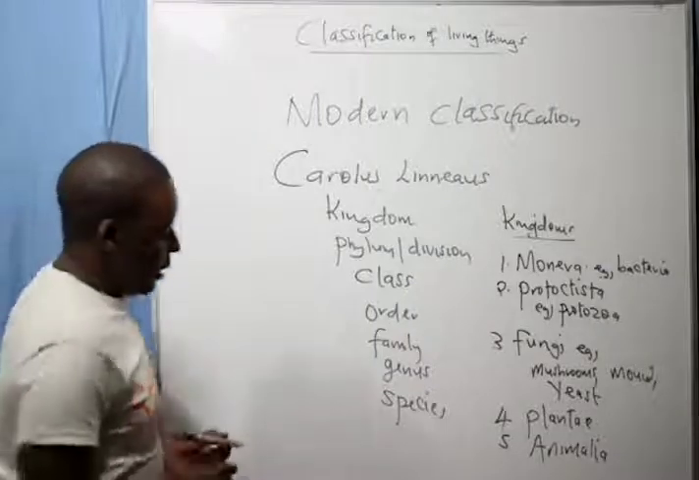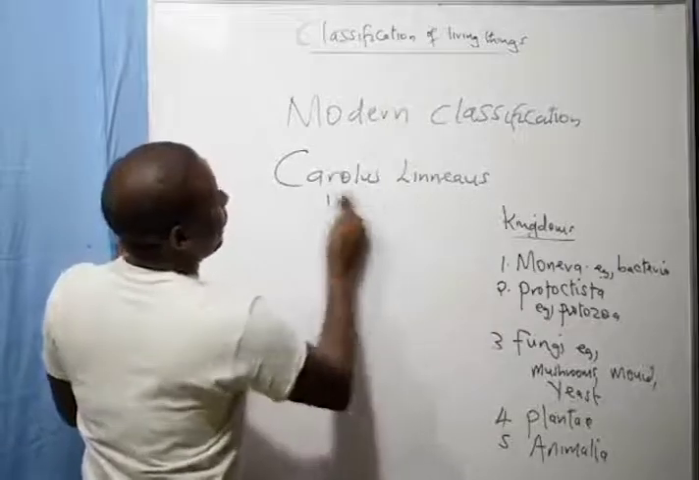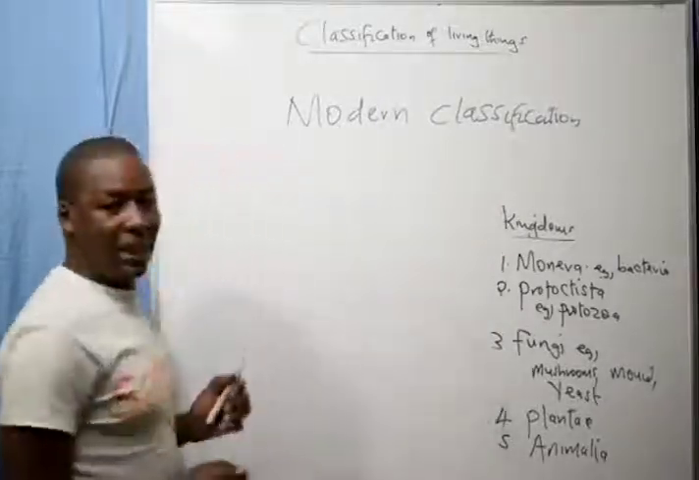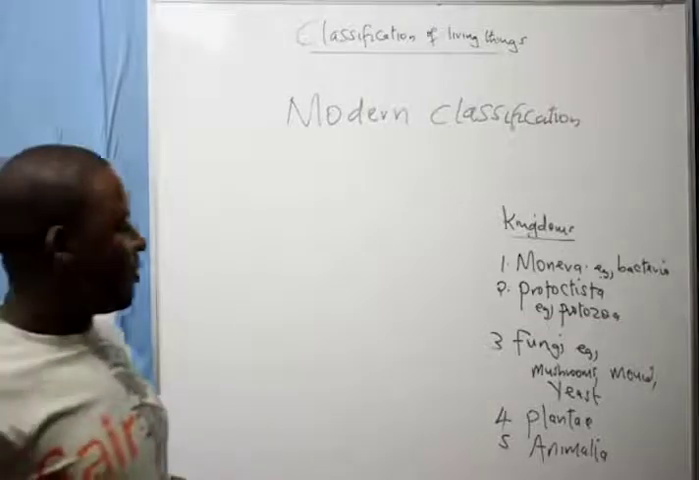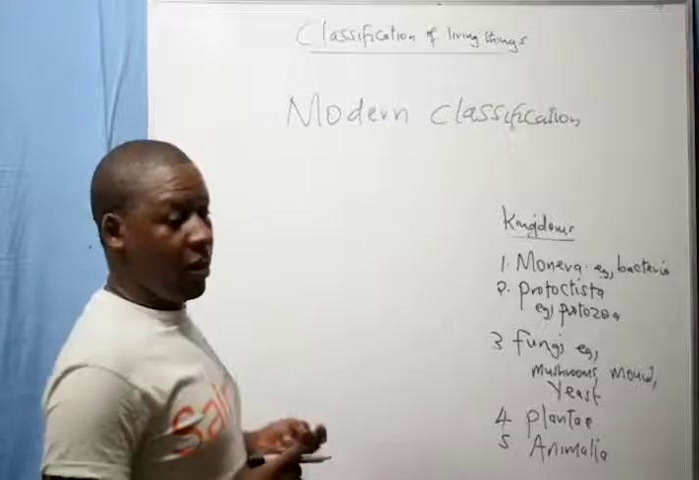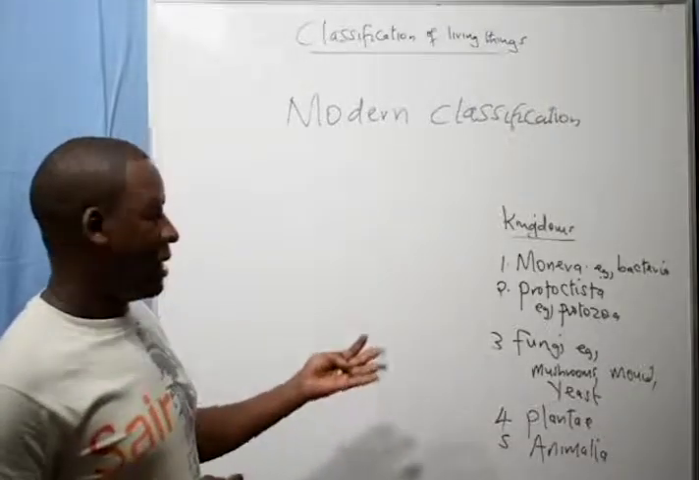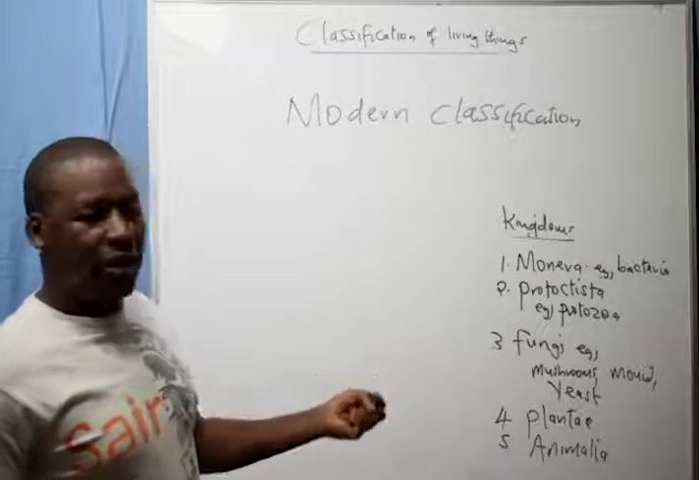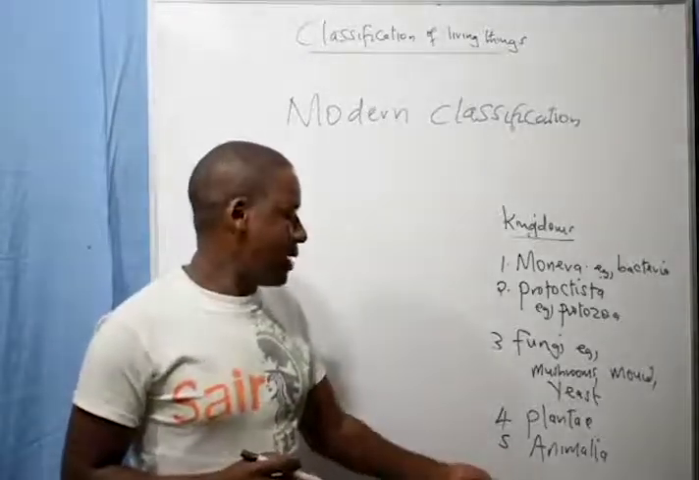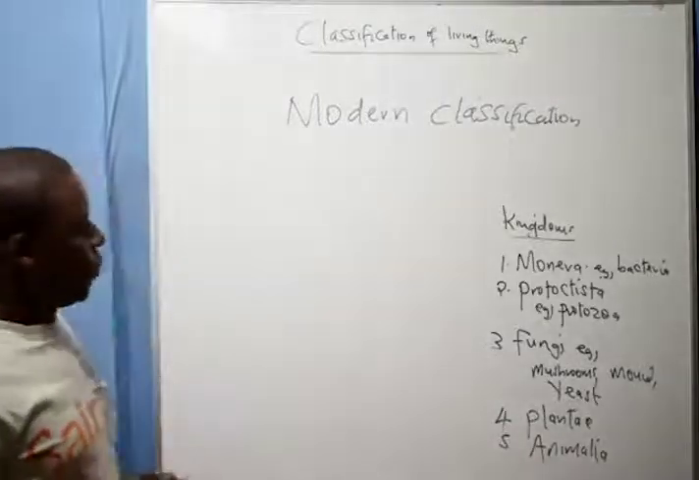Therefore, Carolus Linnaeus, during pioneering of modern classification, placed living organisms under 5 major kingdoms: Monera, Protista, fungi, plantae, which include maize, beans, sorghum, and all that. Animalia includes bat, whale, and all the other animals that we know.